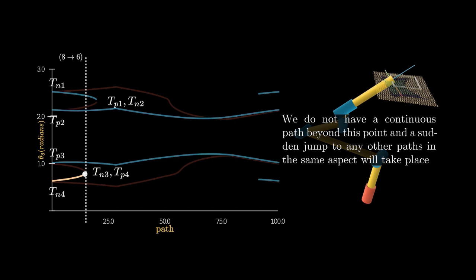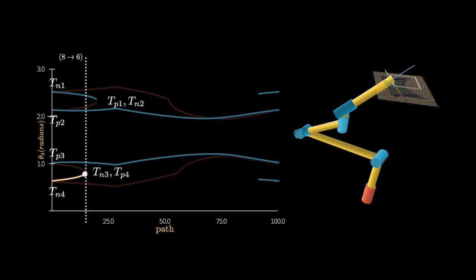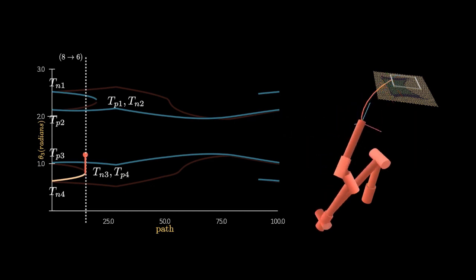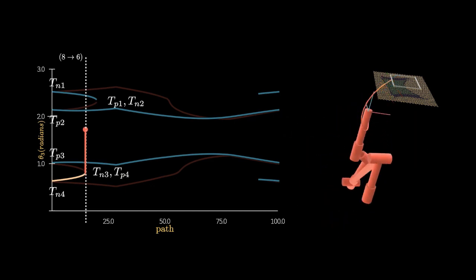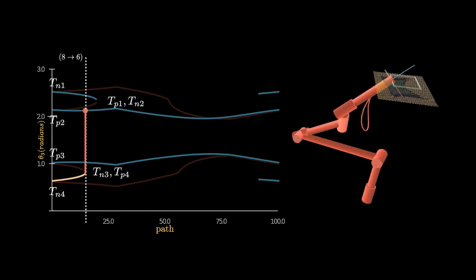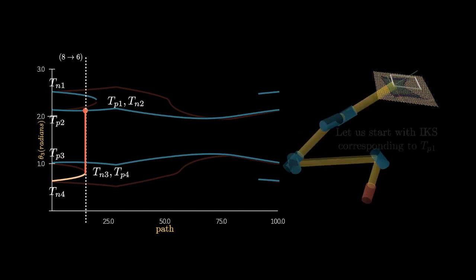We do not have a continuous path beyond this point, and I can jump. It is possible to jump to some another path in the same aspect in a non-singular fashion. It is very important to note that this cannot happen for any non-cuspidal robot.